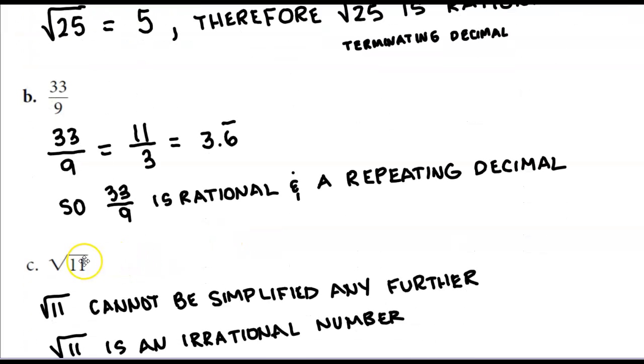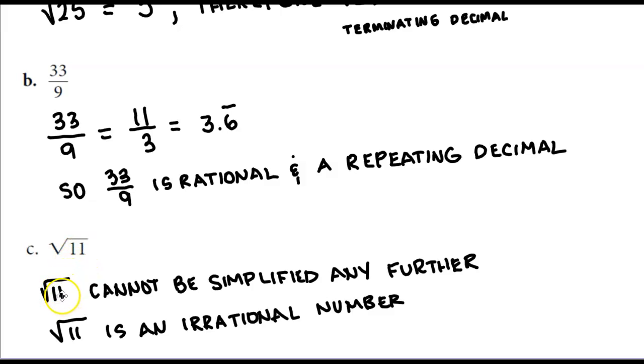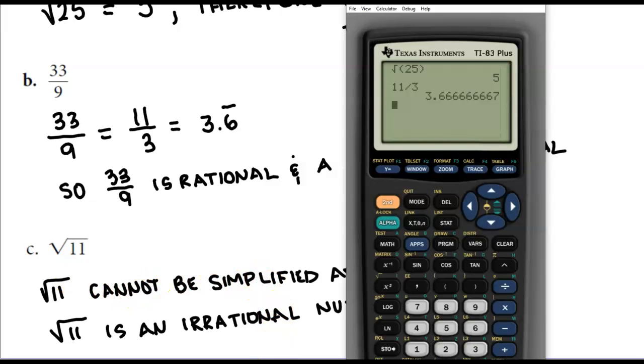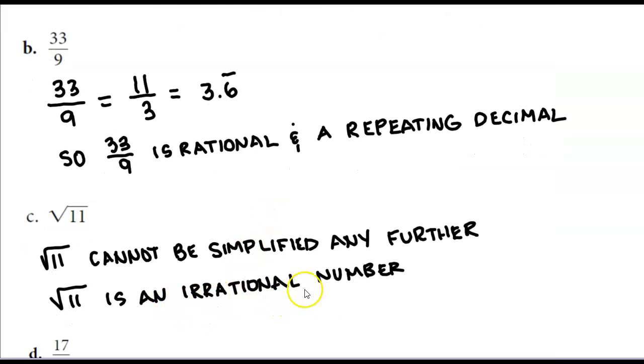Now let's take a look at the square root of 11. We can see here that there isn't a number that we can square to get 11. So it cannot be simplified any further. But let's see what happens on the calculator. If I take the square root of 11, what I end up getting is 3.31662479. So this never terminates. This number can keep going and going, and it doesn't repeat. So therefore, because it doesn't terminate and it doesn't repeat, we can say that it's an irrational number.